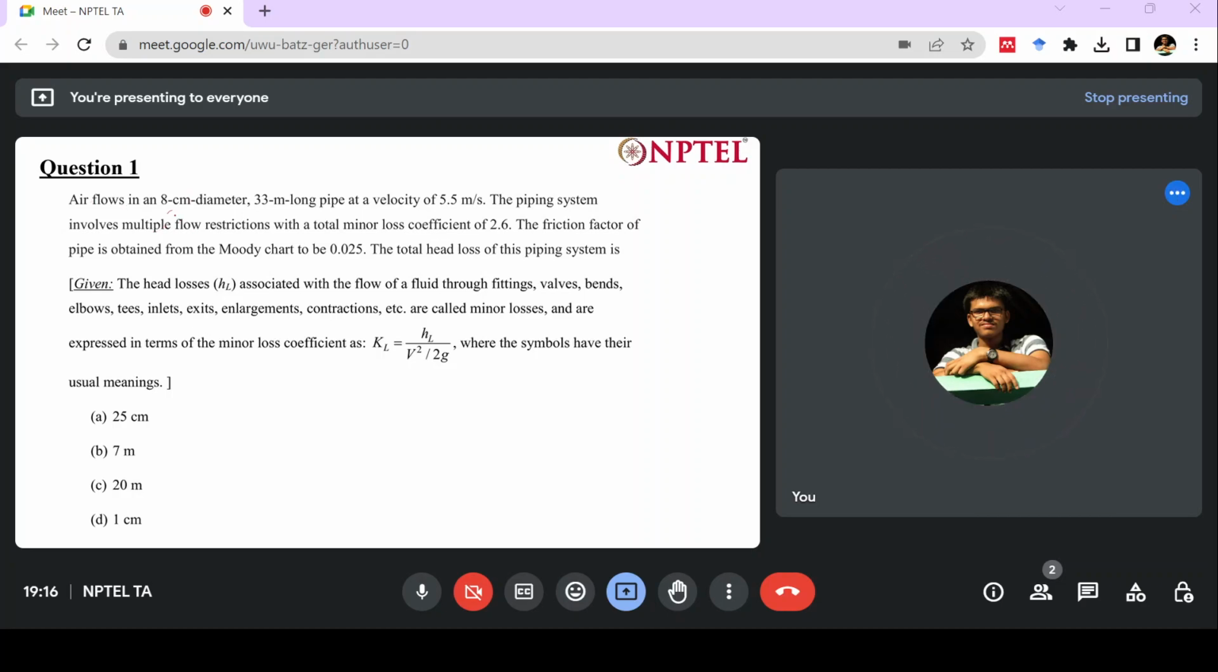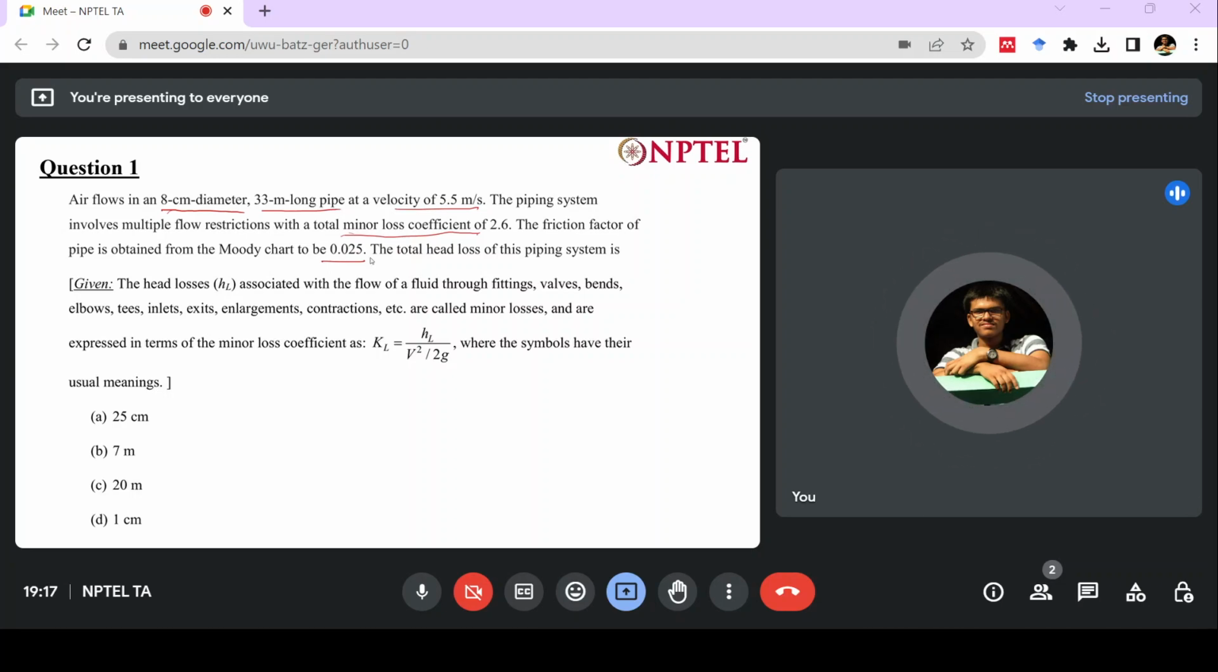Air flows in an 8 centimeter diameter and 33 meter long pipe at a velocity of 5.5 meters per second. The piping system involves multiple flow restrictions with a minor loss coefficient of 2.6. The friction factor of the pipe is obtained from the Moody's chart to be 0.02. What we have to find is the total head loss of this piping system.